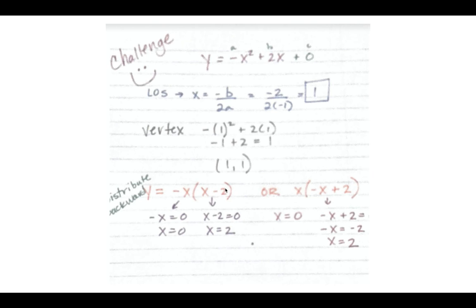Because it isn't a trinomial, I can't use the ACB chart. I need to distribute backward. There's two ways you can do it, and as you'll see, we get the same answer. You can factor out a -x, or you can factor out a +x. Both will get us roots of 0 and 2.